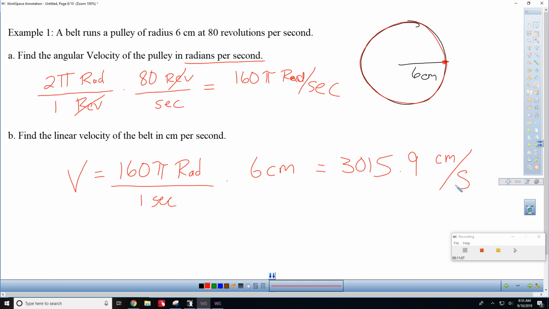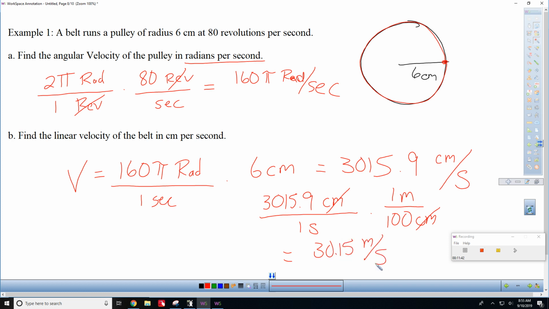Okay? Now, you might be better off writing that in meters per second. So let's see how you do this. 3015.9 centimeters in 1 second times, 1 meter has 100 centimeters. Now the centimeters cancel, so if I divide that by 100, it's 30.15 meters per second. So that's moving. It's like almost 100 yards a second. Okay? Hope that helps. Let's do another one.